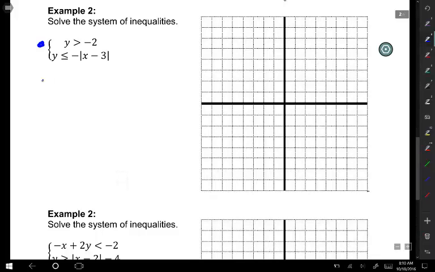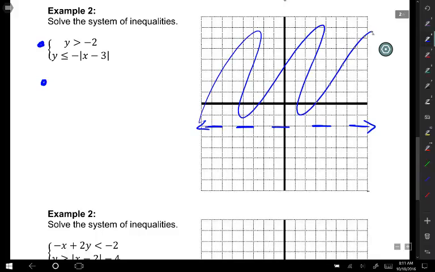Okay, blue equation. Y equals a number. Remember with me. This way or this way? Goes through the y-axis. Am I a dotted line or a solid line? I am a dotted line. Do I shade above or below? Above.